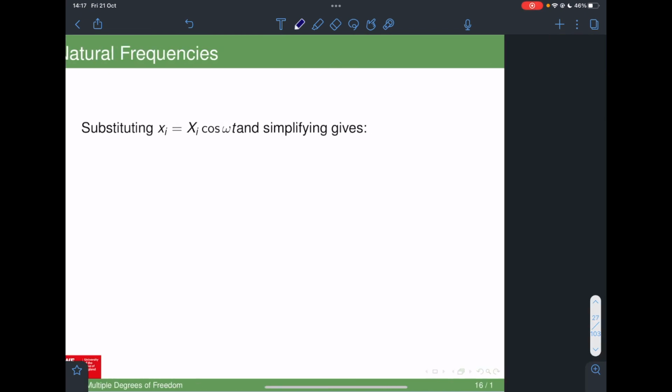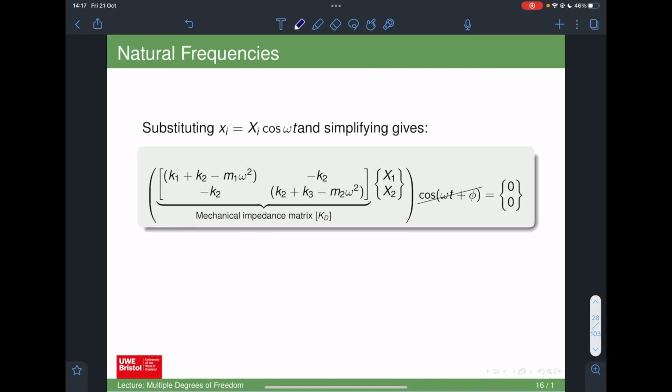Okay, and what you end up with, if you do a bit of manipulation, is your K terms minus mi times omega squared term. The off diagonals are unchanged, and because we've grouped these X terms outside, you end up with X1, X2 there, and then cosine omega t plus phi. That is not going to be zero, so we can divide both sides by that, and we end up with this matrix here, which is known as the mechanical impedance matrix. Okay.